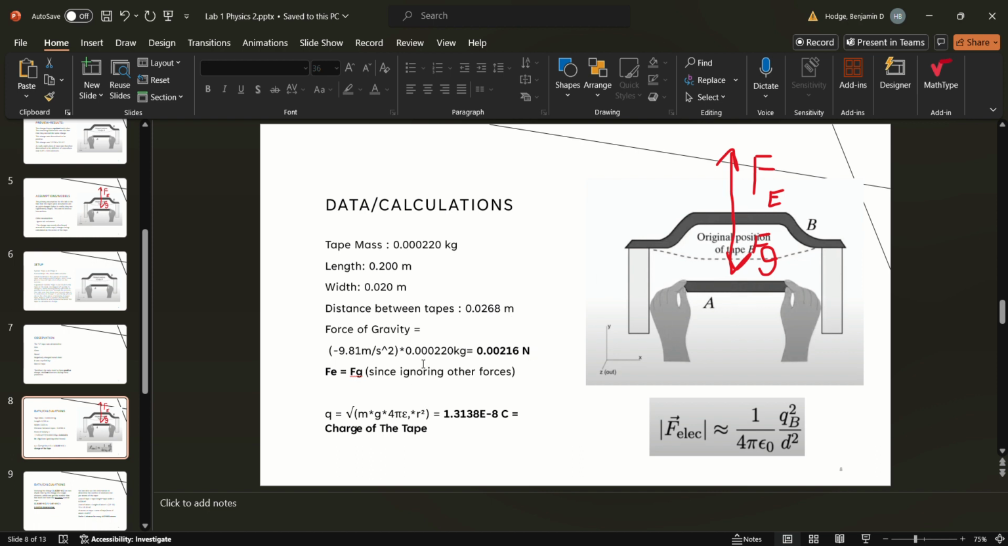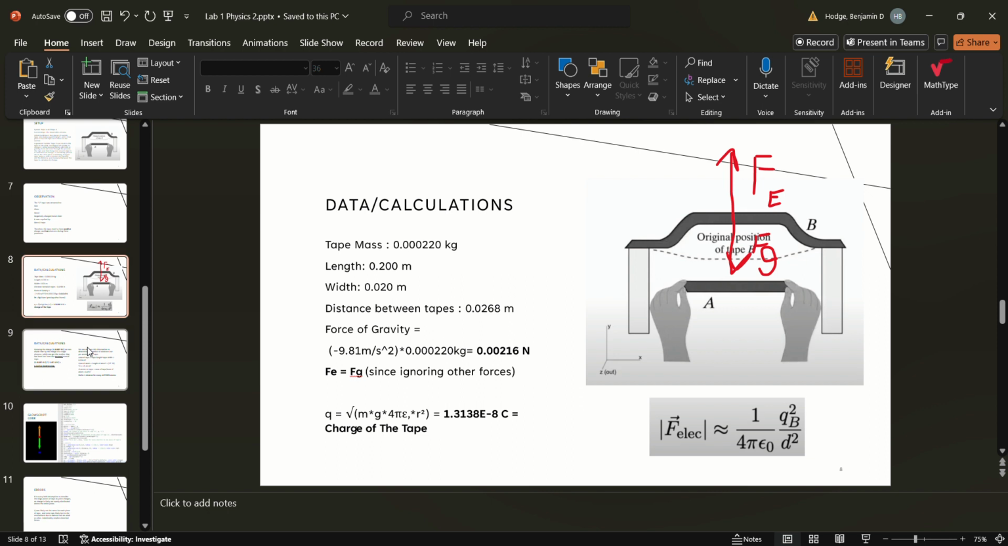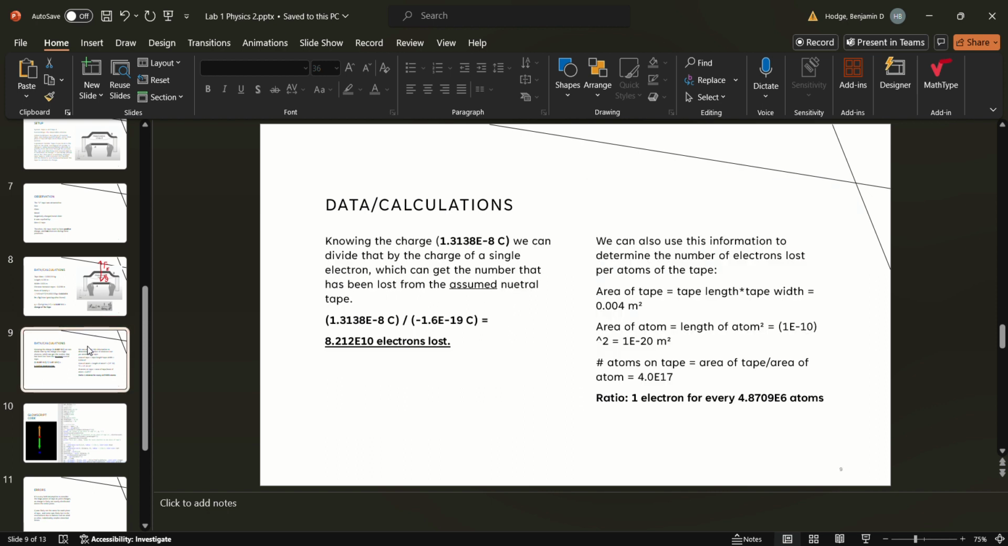So in order to determine charge, we can assume the electric force is equal to the force of gravity. So you can use g times the mass of the tape to figure that. And there's no other forces acting on it, so it has to be equivalent, right? And knowing that force, you can plug it into this formula right here. It can work backwards to get the charge. And that charge can be determined to be a positive charge of 1.3138e-8 coulombs. That's really important later on. Let's continue to see how that charge is used throughout the rest of the experiment.